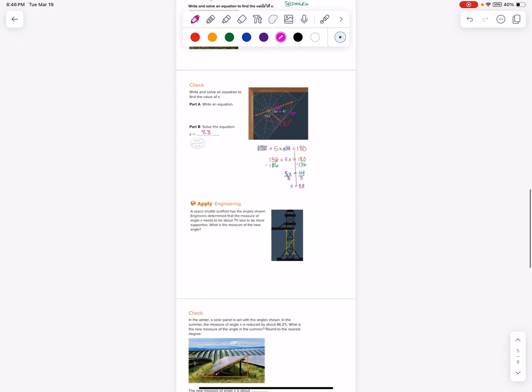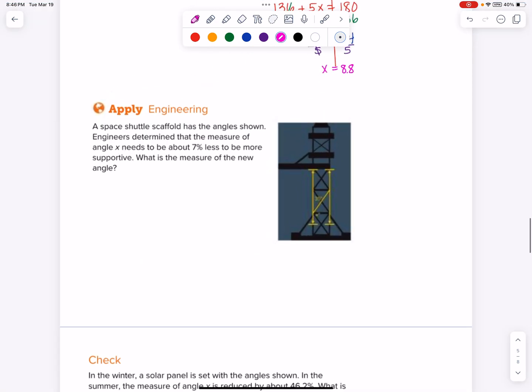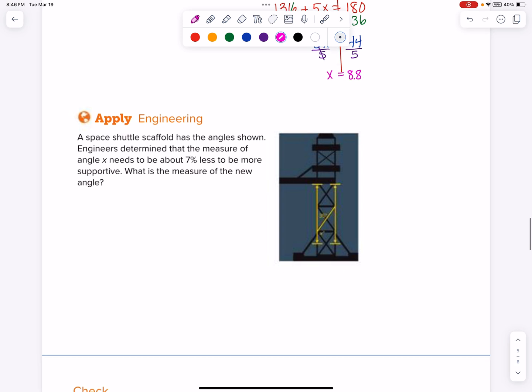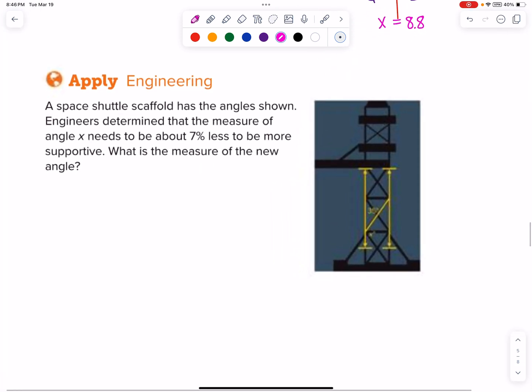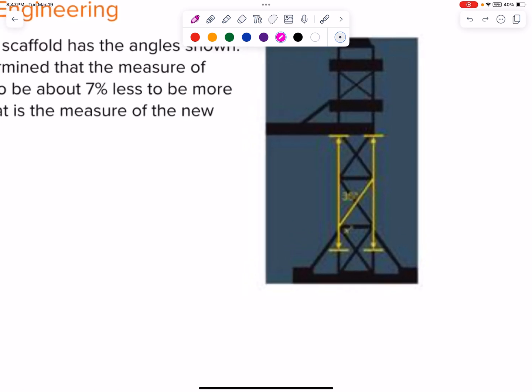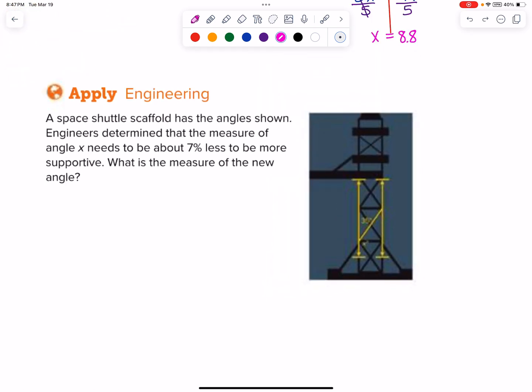Okay. All right, let's go ahead and get to your applies and try this out before we get to your homework. So this here, we're getting into some percents. And so this is stretching back to some of your percent work that you've done. It says a space shuttle scaffold. So scaffolding is the stuff that you build on the side of buildings when you're doing remodeling. I think you've seen things like that. That's the scaffolding. And it has all these different angles that you see there.